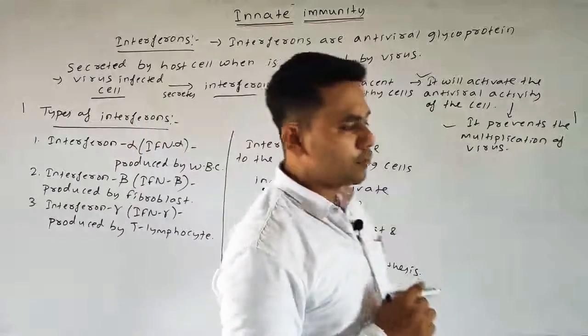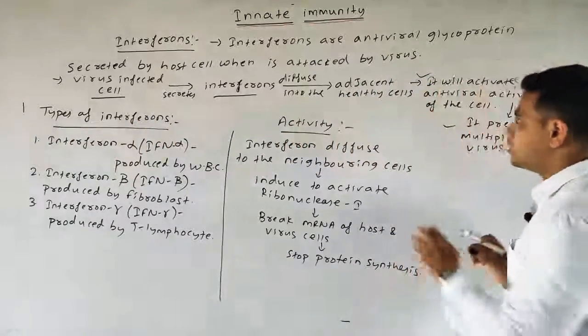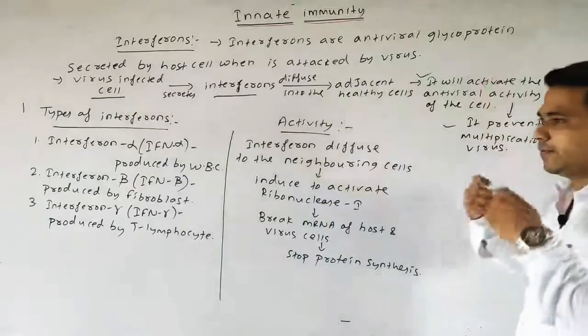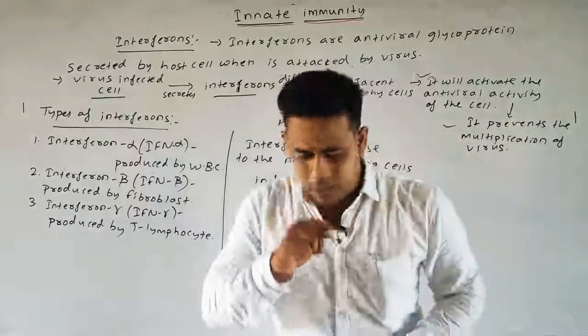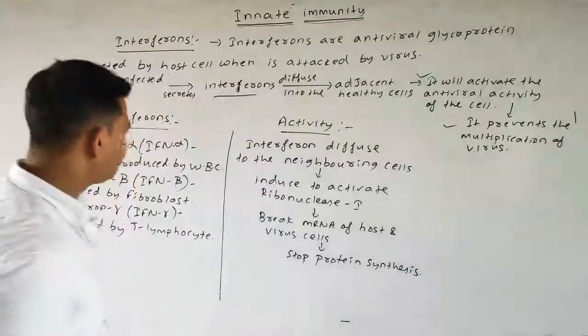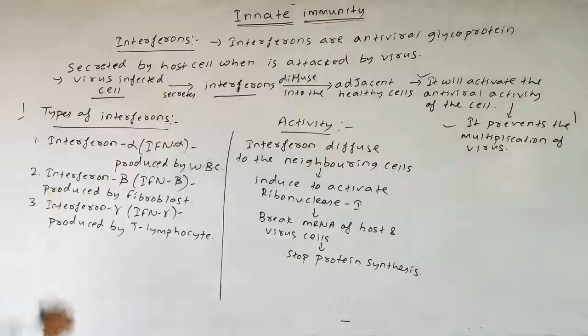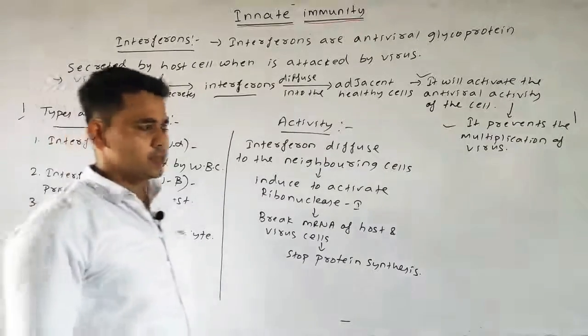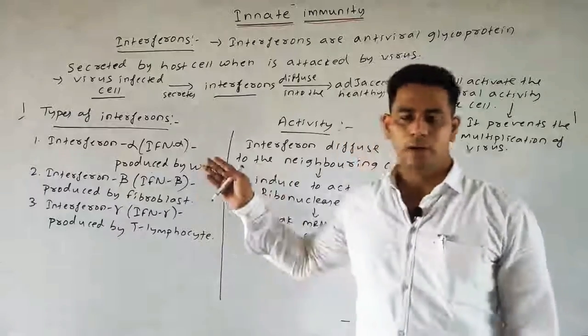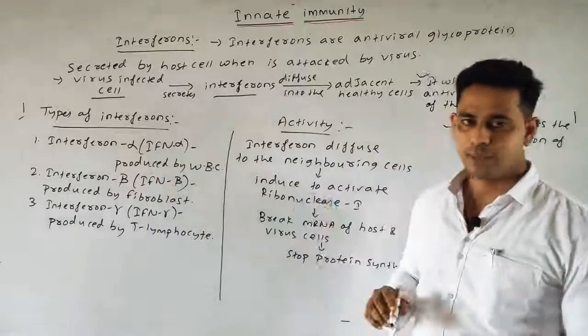Okay, so remember always the interferons always diffuse into the adjacent healthy cells, by which it will activate the antiviral activity which will result in the prevention of the multiplication of the virus. Now, what are the various types of interferon? There are basically three types of interferon. One is interferon alpha, interferon beta, interferon gamma.